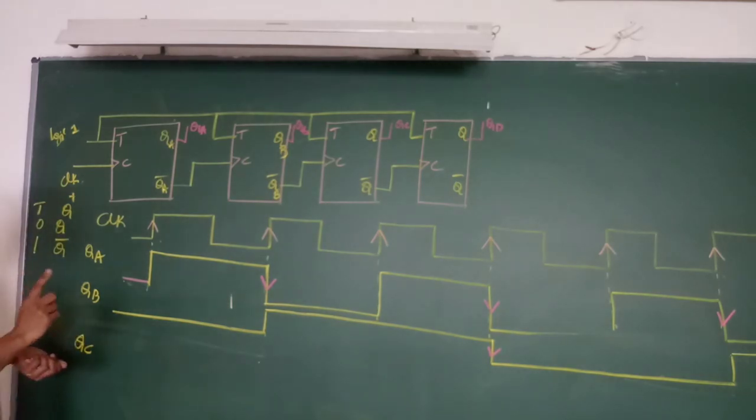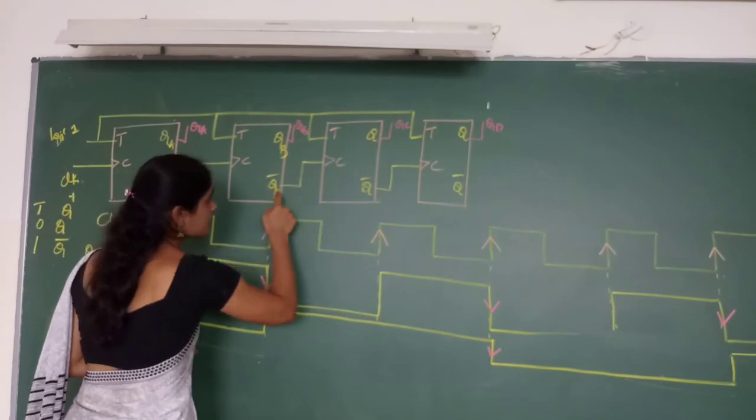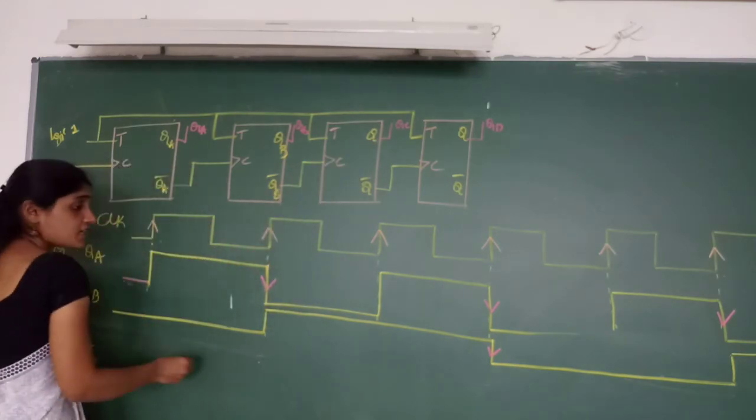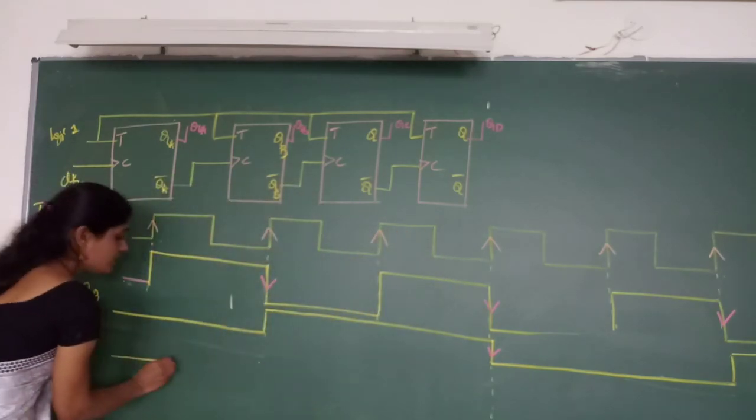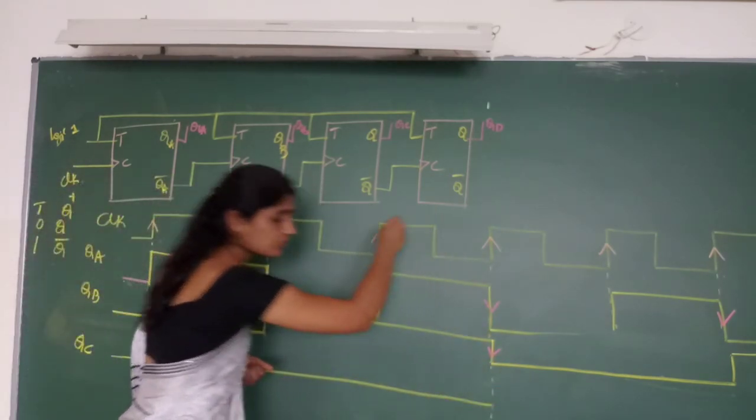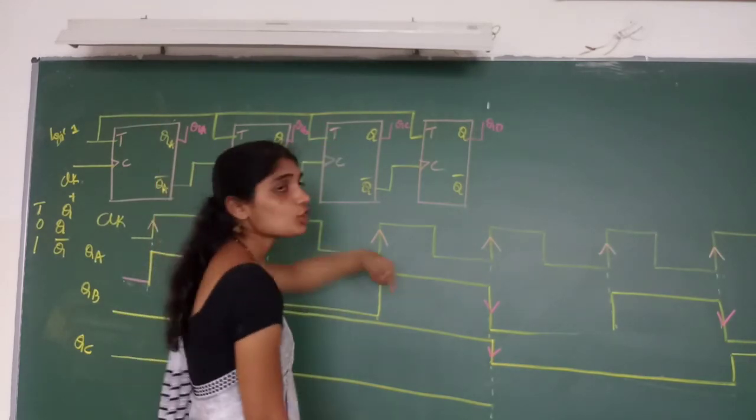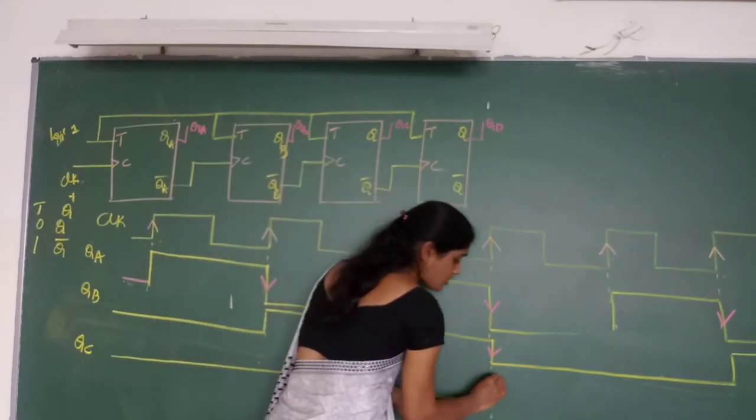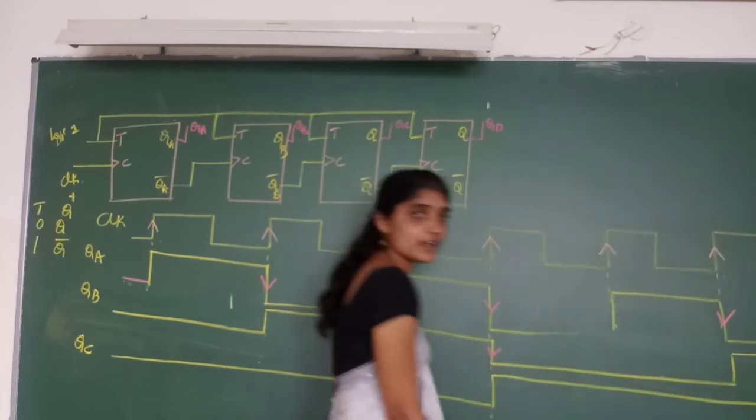QC output changes only at the negative edge of QB. Where is the negative edge? Here is the negative edge of QB. Till there, what is QC? QC is 0. Now at the negative edge, what is T? T is 1. It toggles. The previous state is 0, now it will become 1. Correct? This is QC.